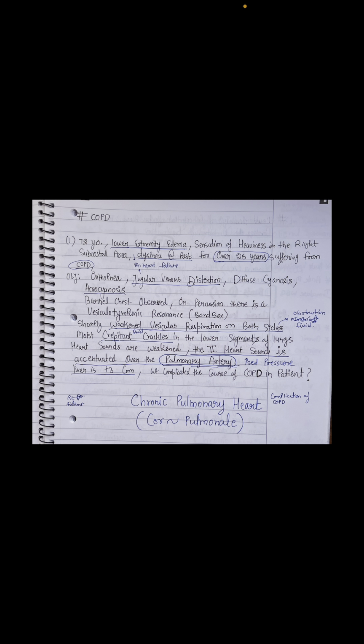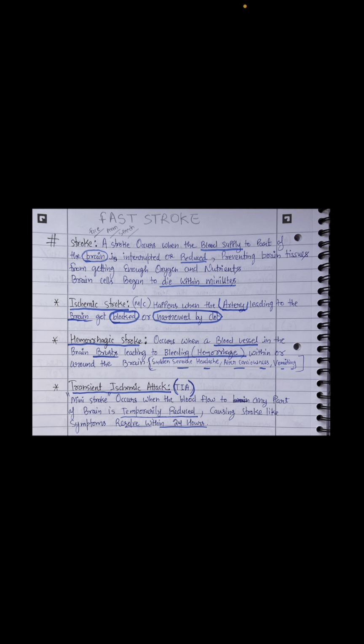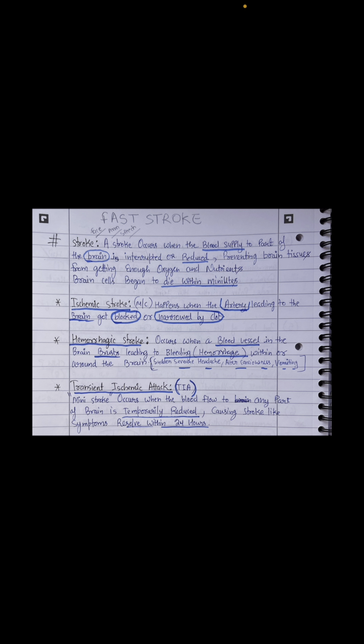So remember about cor pulmonale, or let's say chronic pulmonary heart. So the complication of COPD which occurred in the patient is cor pulmonale. Let's go to the next patient. The next patient is of stroke.